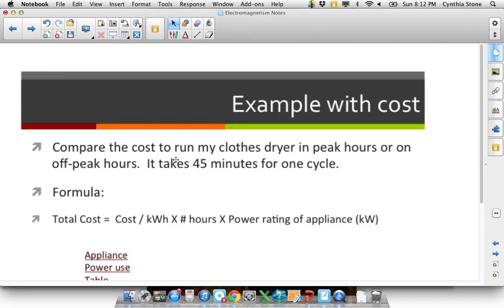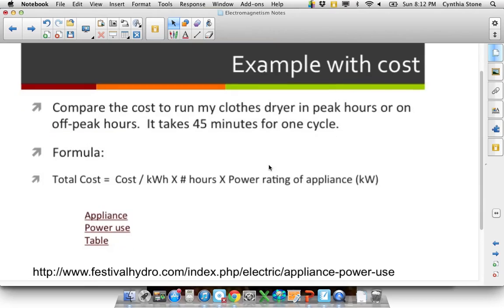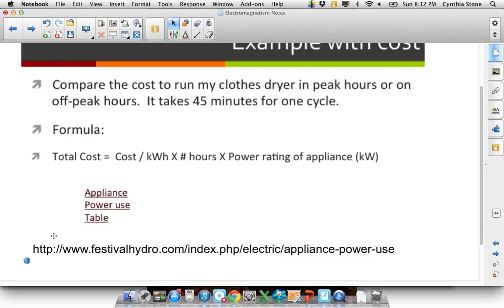But say I want to find out the cost to run my clothes dryer for 45 minutes. You can make a guess right now. What do you think it's going to cost? Remember, the total cost uses the cost per kilowatt hour. This is the website price, or I use 0.075 because I'm old. Then the number of hours you run it for, which for us will be 0.75, like 45 minutes, 3/4 of an hour. And then we need to know the power rating of my appliance.